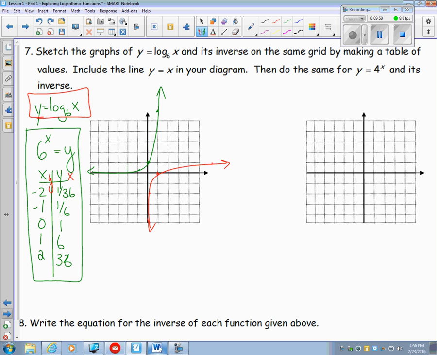It says to include the line y equals x to make sure it's a diagonal reflection. So let's do that. We know it's one that goes right up the middle here. And there's our diagonal reflection. It really looks like a diagonal reflection.